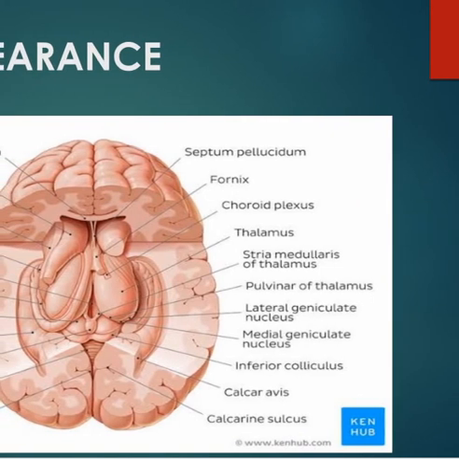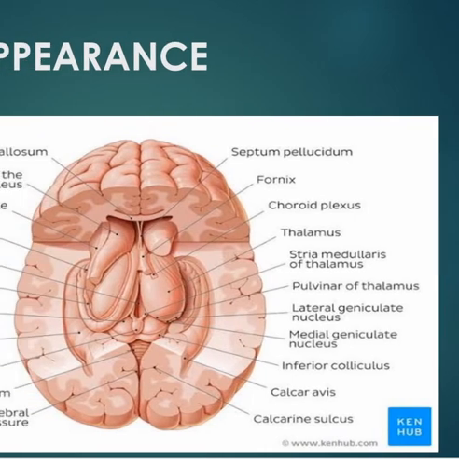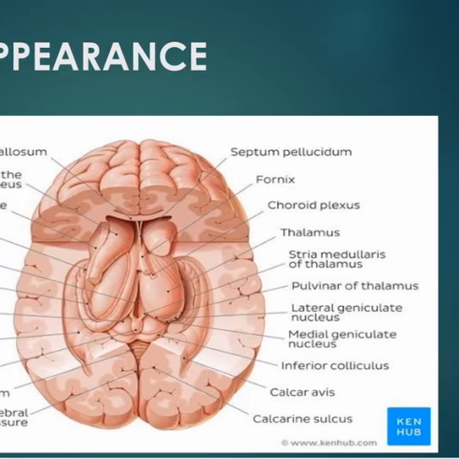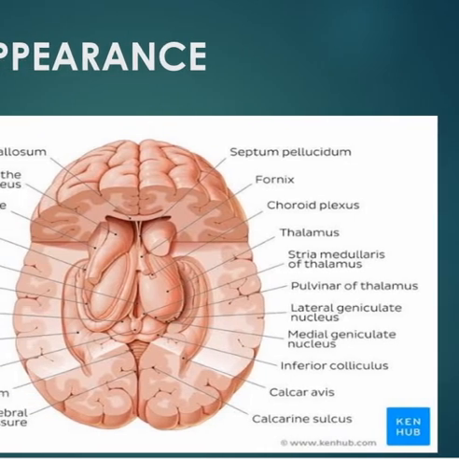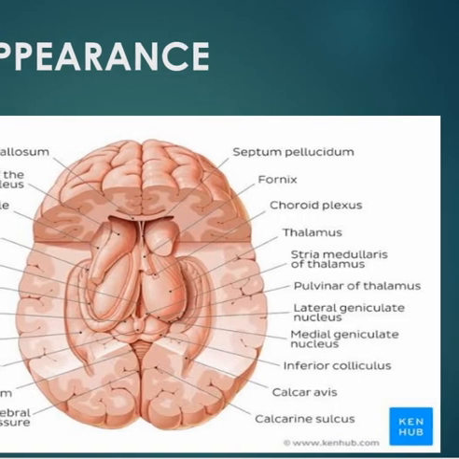If we talk about the lateral geniculate nucleus, its connection is the optic tract and optic radiation to the visual cortex of the occipital lobe, and the function is visual information from the opposite field of vision.